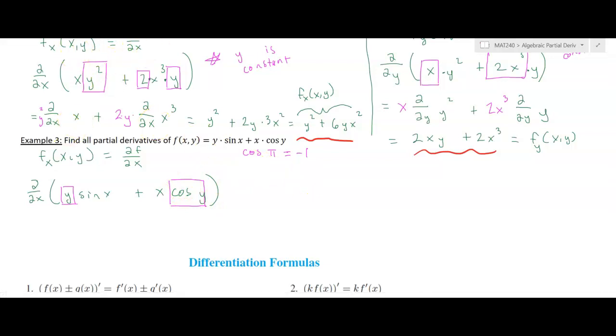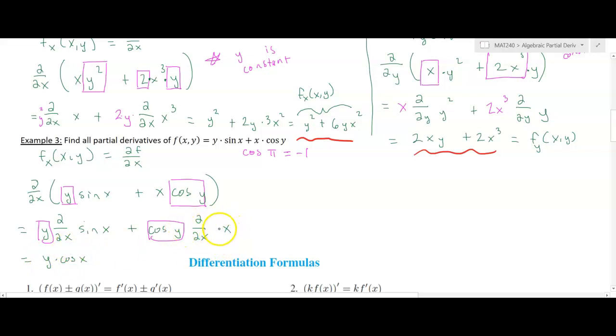So now we can apply that same principle. We're going to factor out the y, the derivative with respect to x of sine of x, plus factor out the cosine of y, because remember that's a constant, times the partial with respect to x of just x. And so again, this is our constant, and this is our constant. And the derivative of sine of x is, you may remember, cosine of x. So y times cosine of x.